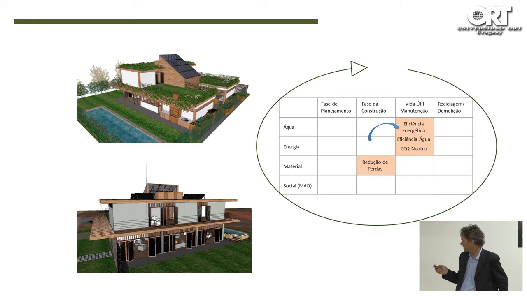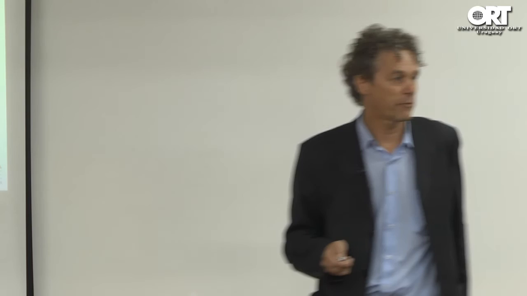Just a little bit about sustainability. In a very simple form, you can say that we need four elements to build: water, energy, materials, and a social aspect, labor, the architect, in four phases: the planning phase, the construction phase, the user's phase, and the recycling phase. Probably most of you think of energy efficiency in the user's phase, but do not calculate the embedded energy in the project. Everybody knows what embedded energy is?